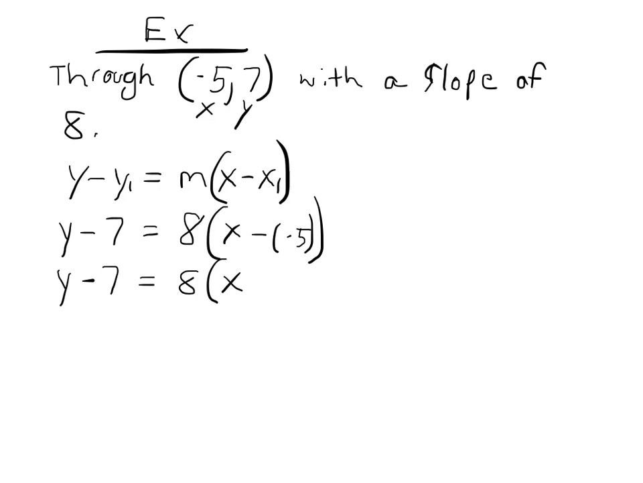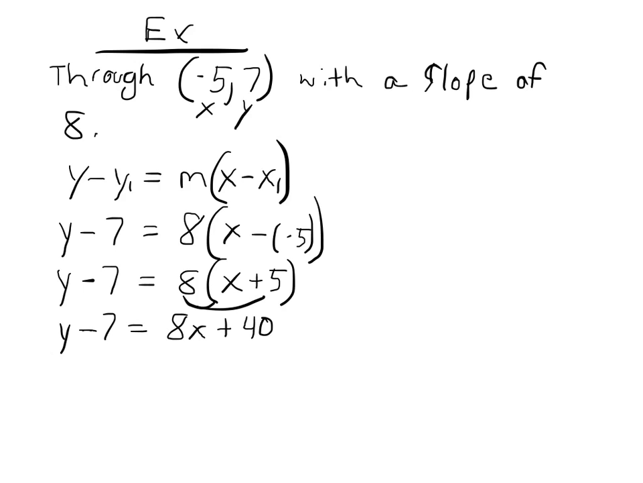X, what's minus a negative turn into? X plus 5. And then we can continue simplifying. Y minus 7 is equal to, distribute, 8x plus 40.